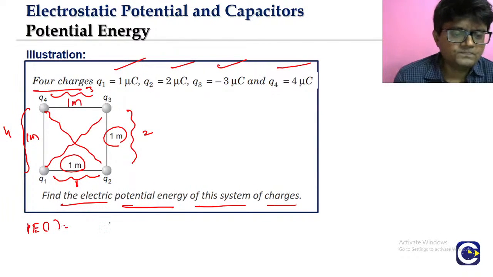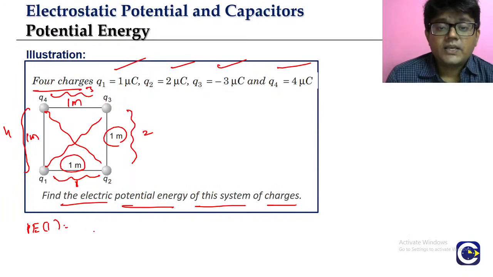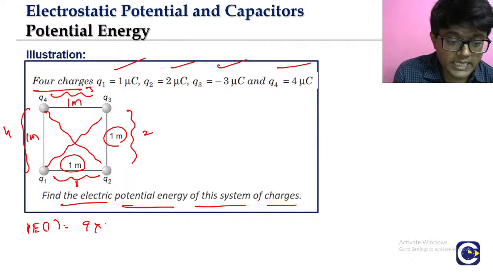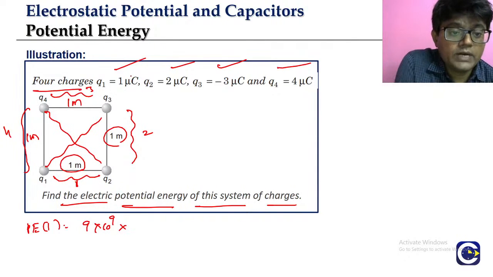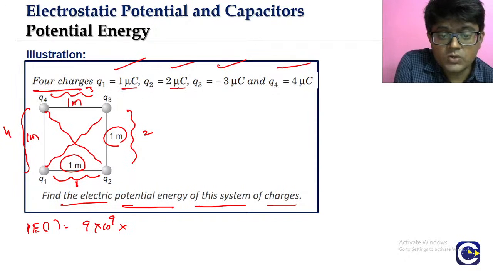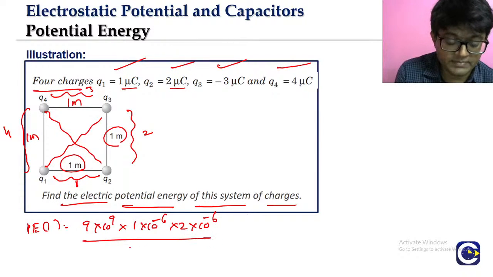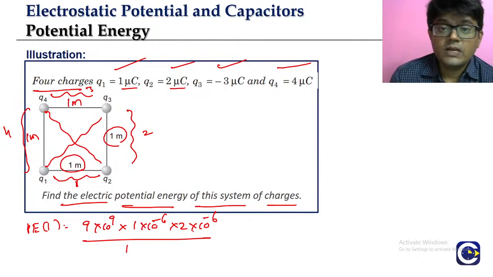What is the value? K Q1 Q2 by distance. distance எவ்வளவு? 1 meter. So K is what? 9 into 10 power 9. Q1 into Q2. 1 micro, 2 micro. So 1 into 10 power minus 6, 2 into 10 power minus 6. Divide by distance between them எவ்வளவு? 1.